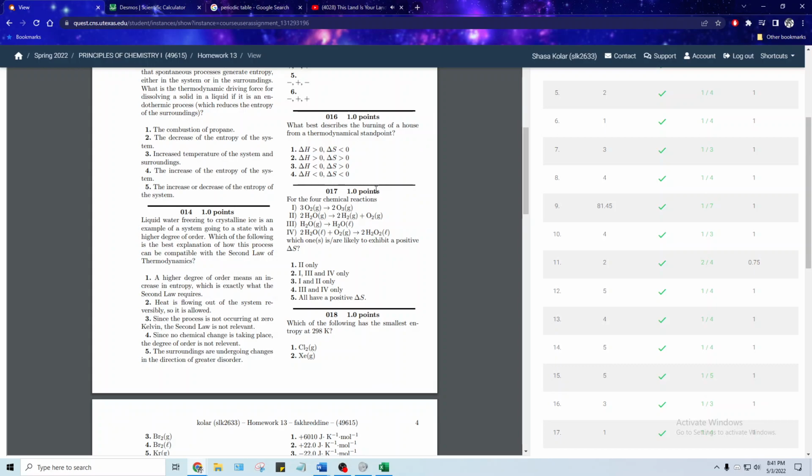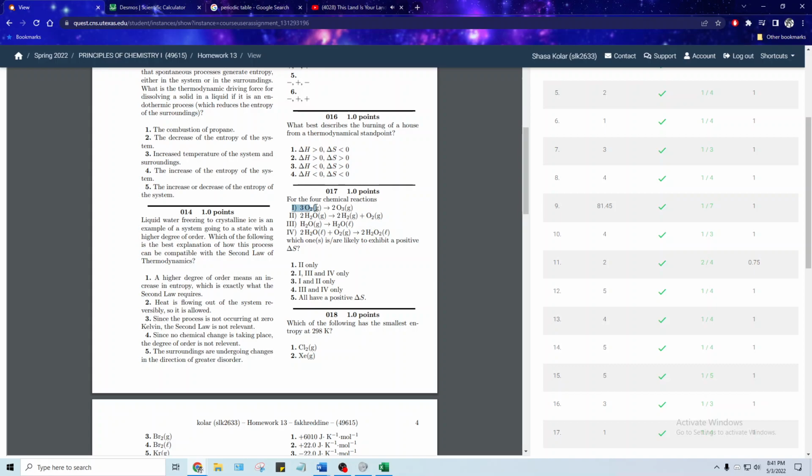Anyway, for the 4 chemical reactions, which one is like? So delta S being positive in chemical reactions generally means that you're producing more gases than you are producing solids or liquids. And if you're producing more gas than you consume, or you are going from solid to gas, or solid to liquid, or liquid to gas, then that's an increase in delta S, because gases are more disordered than liquids, and liquids are more disordered than solids.